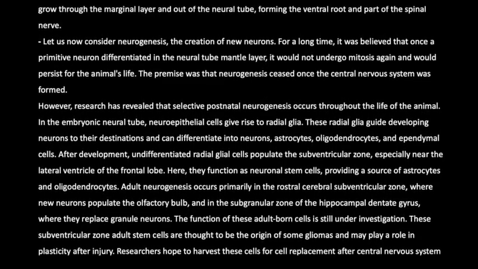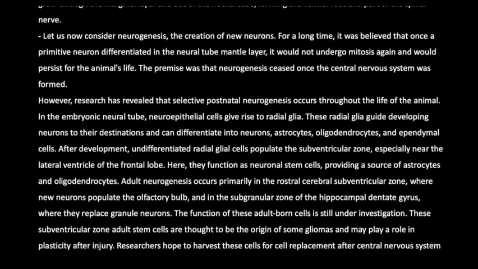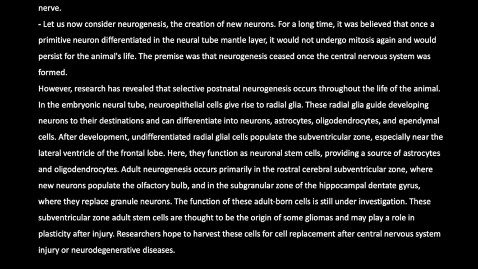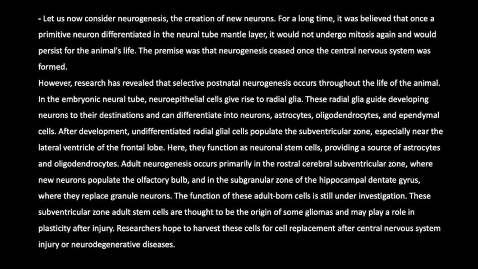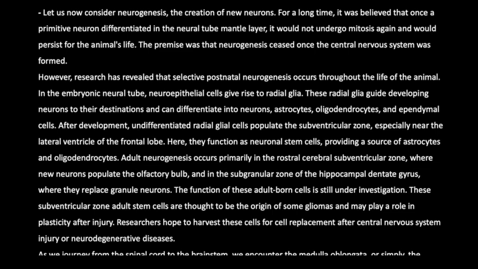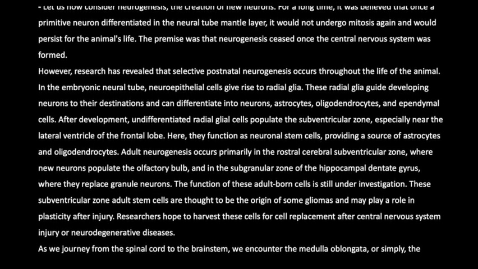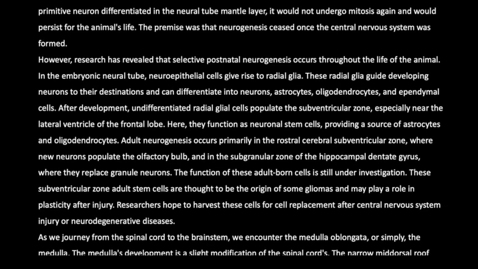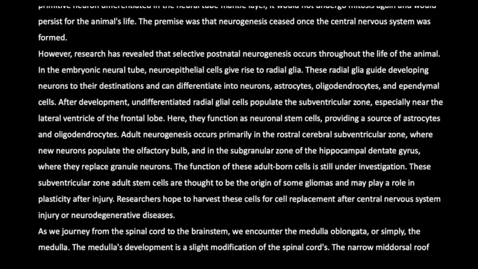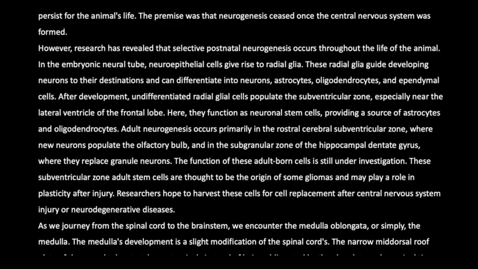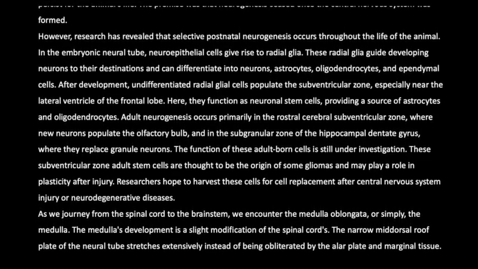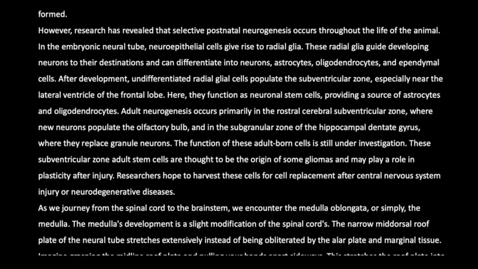In the embryonic neural tube, neuroepithelial cells give rise to radial glia. These radial glia guide developing neurons to their destinations and can differentiate into neurons, astrocytes, oligodendrocytes, and ependymal cells. After development, undifferentiated radial glial cells populate the subventricular zone, especially near the lateral ventricle of the frontal lobe. Here, they function as neuronal stem cells, providing a source of astrocytes and oligodendrocytes.